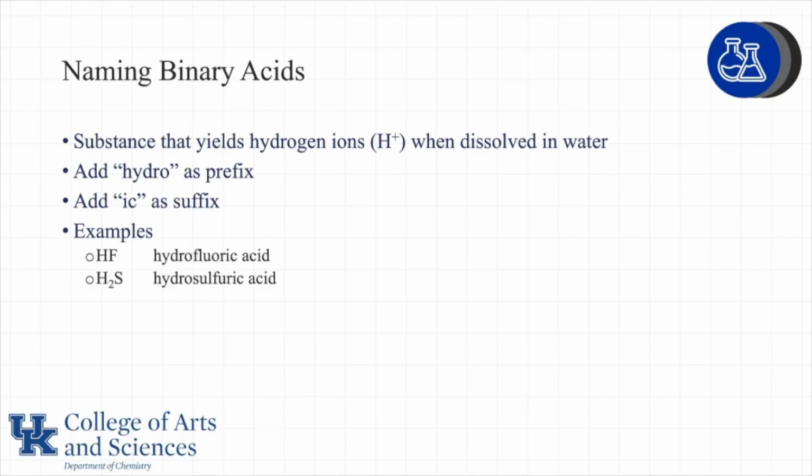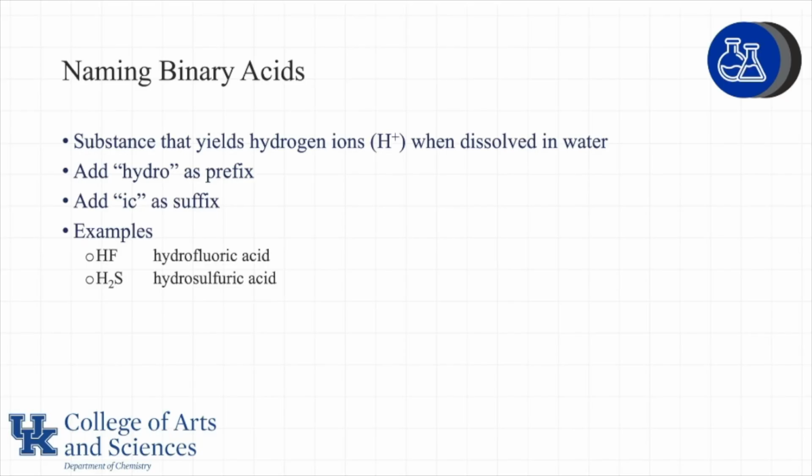Naming acids is a little bit different, and we're specifically talking about binary acids, so acids that contain 2 elements. An acid is a substance that yields H+ ions when dissolved in water, and we'll talk more about acid-base definitions at a later time. When we're naming acids, we add hydro as a prefix and ic as a suffix.